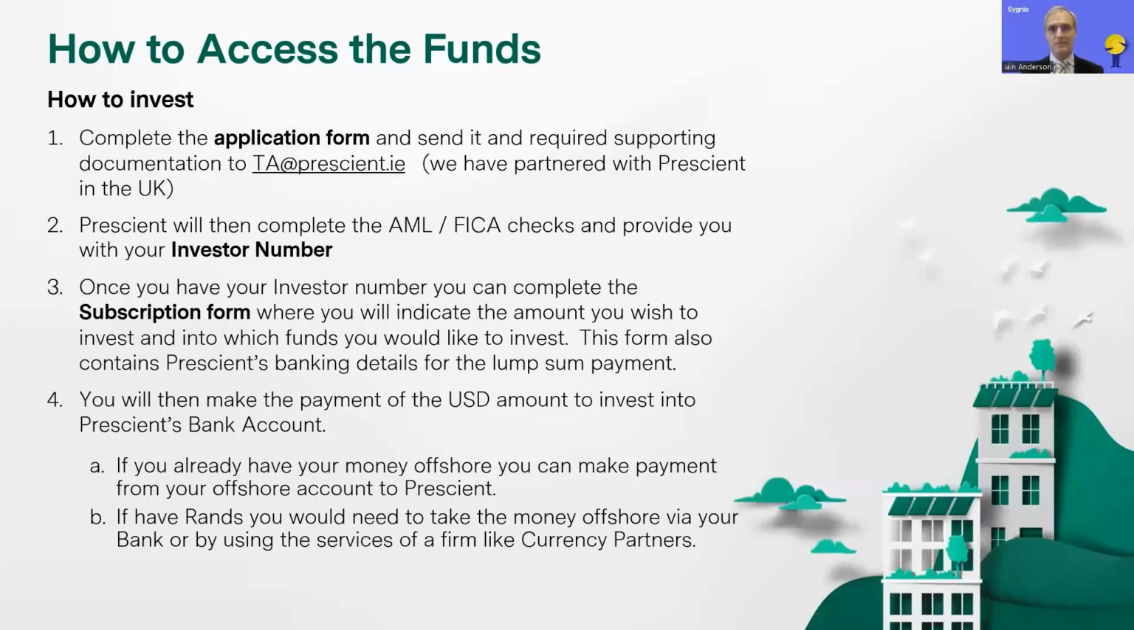Unfortunately, at this stage, we are not able to accept rands, and we cannot help you necessarily with getting the money offshore, but we can point you in the right direction to the people who can help you.